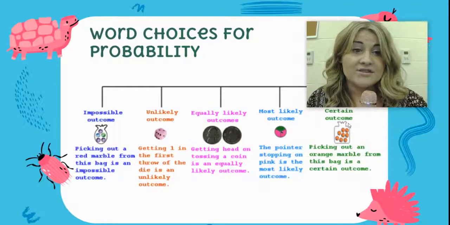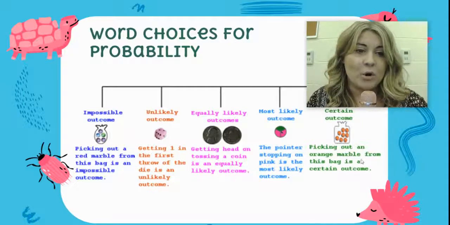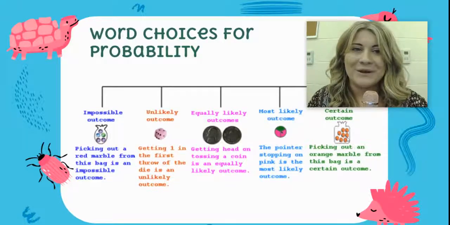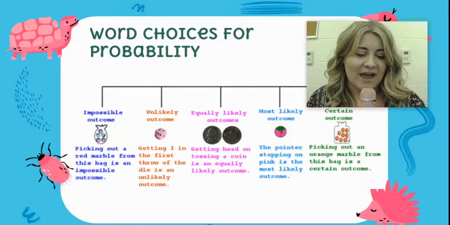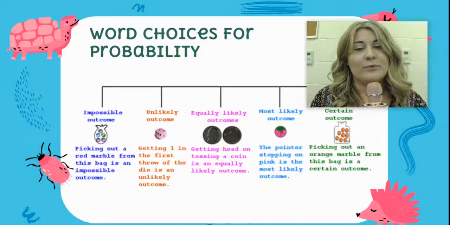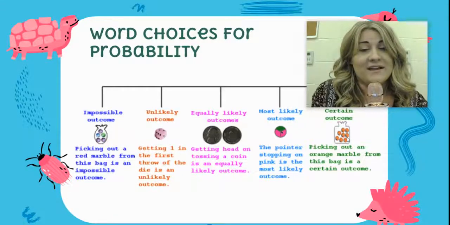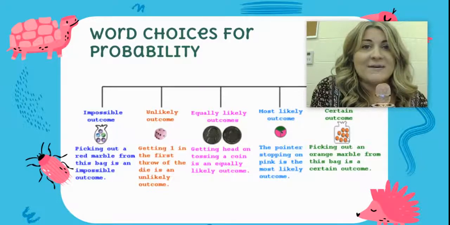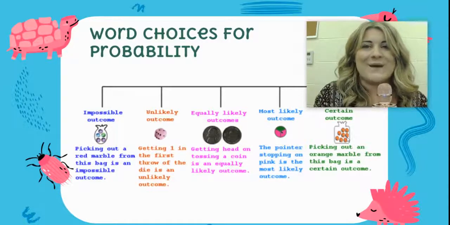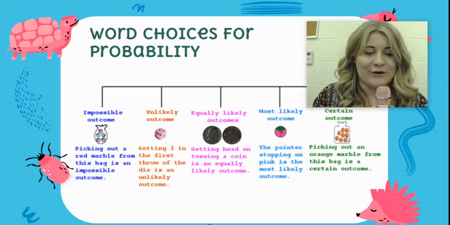And then finally, a certain outcome would be picking out an orange marble from this bag because there's only orange marbles in there. So if I had asked you, what are the chances of you pulling out a circle out of the circle bag? It would have been 11 out of 11 because they were all circles. So that's 100% chance that would be for certain.